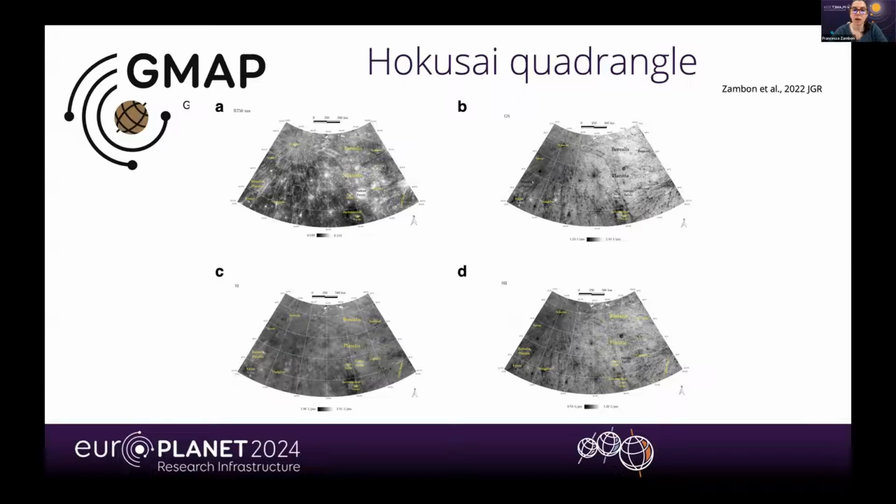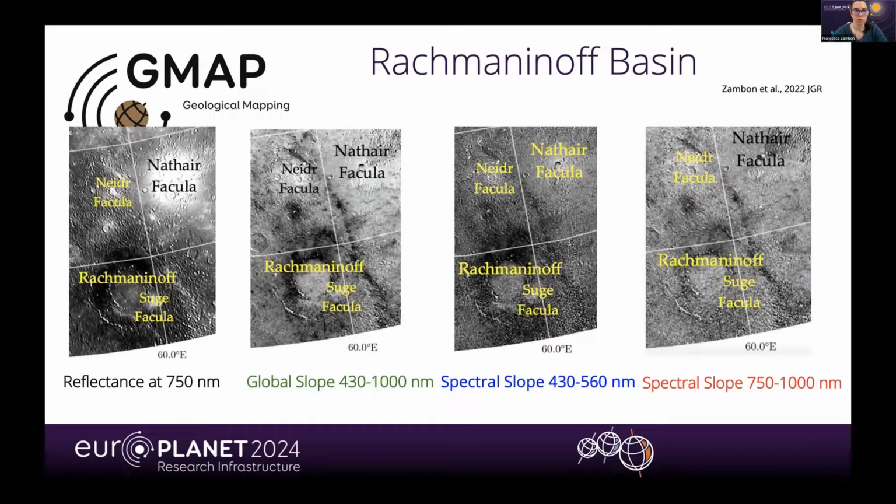young material show a lower value of this slope, but if you associate this with the reflectance, you can better distinguish which is one or the other. So in some way, you have to combine all the parameters to derive the information. Just a close-up of the Rachmaninoff and Natal facula, so you can better see which are the differences in these areas.